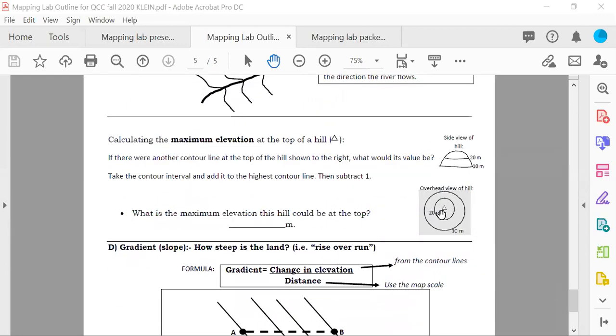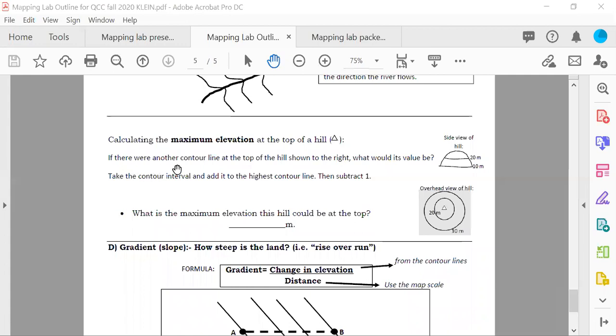The other thing on here that we didn't go over in the presentation is calculating the maximum elevation at the top of the hill. So here is the side view of a hill. And this is in the Mapping Lab outline. So here's a hill, the side view, and then here's an overhead view of the same hill. So we can calculate the maximum elevation that the top of the hill could possibly be.